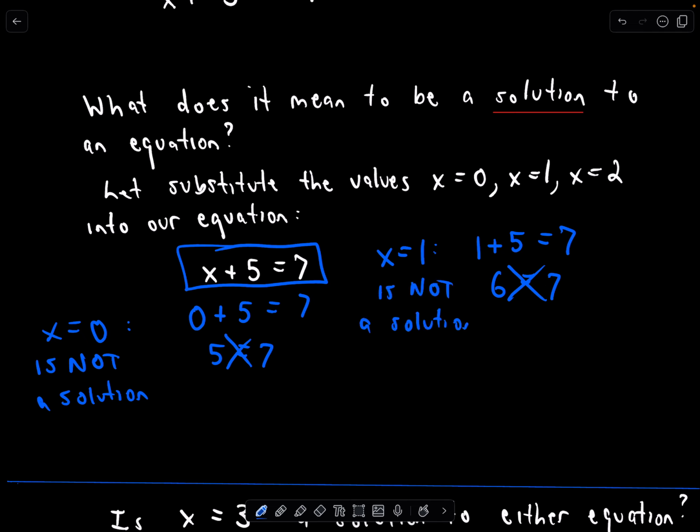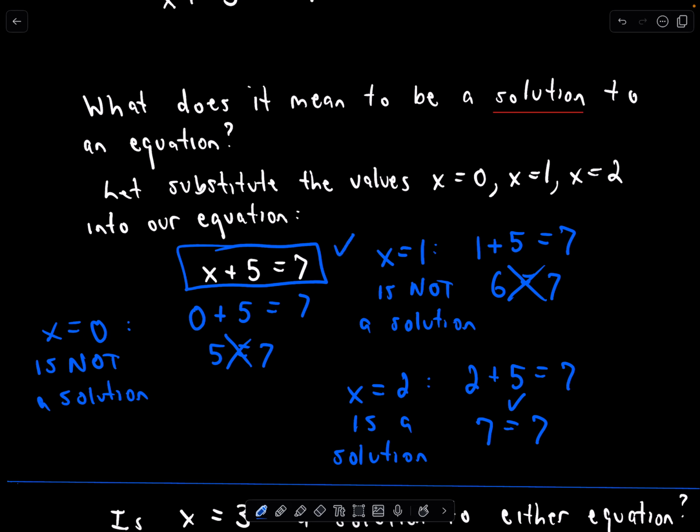But of course, notice when we plug in the last one, x equals 2, I would have 2 plus 5 equals 7. That is 7 on both sides. That's equal. So x equals 2 is a solution to that given equation that we started with.